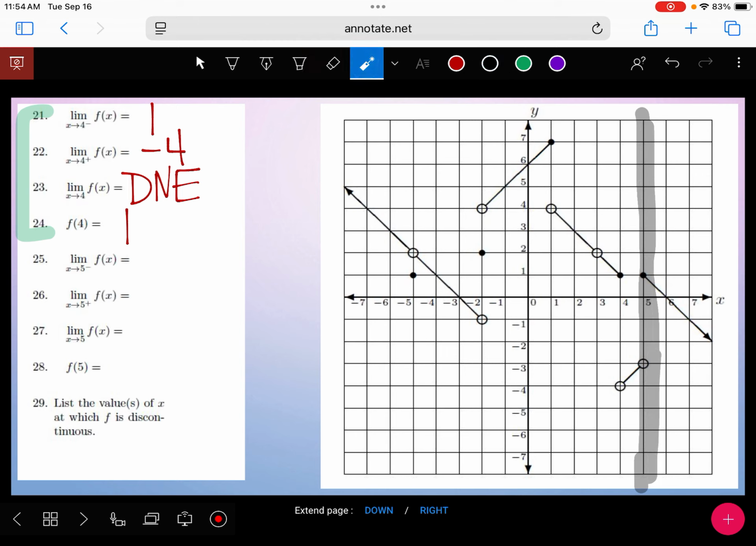It's a jump. Who agrees that it's a jump? All right, so because it's a jump, 25, 26, 27. Which one is going to be D and E? 27. So 27 is D and E.